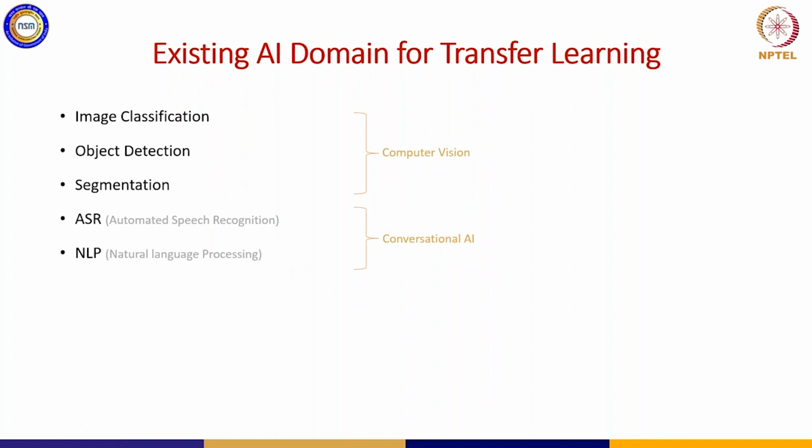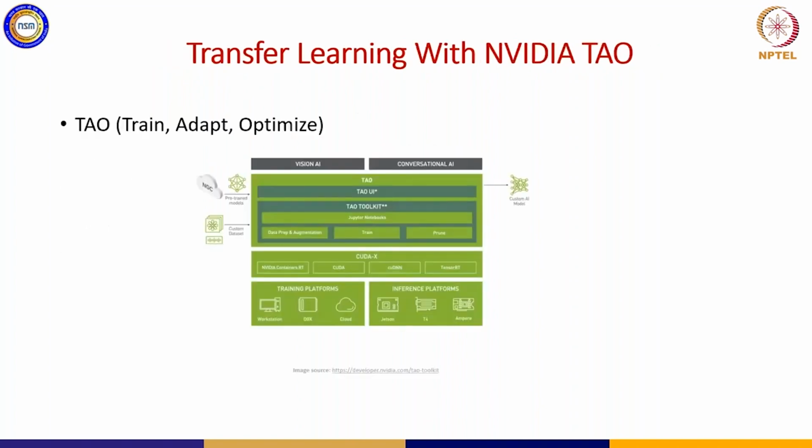In this domain, they have transfer learning models. Transfer learning is possible in this domain. We'll talk about transfer learning with NVIDIA TAO. This is a framework or stack which we can use for achieving transfer learning. And TAO means train, adapt, optimize.